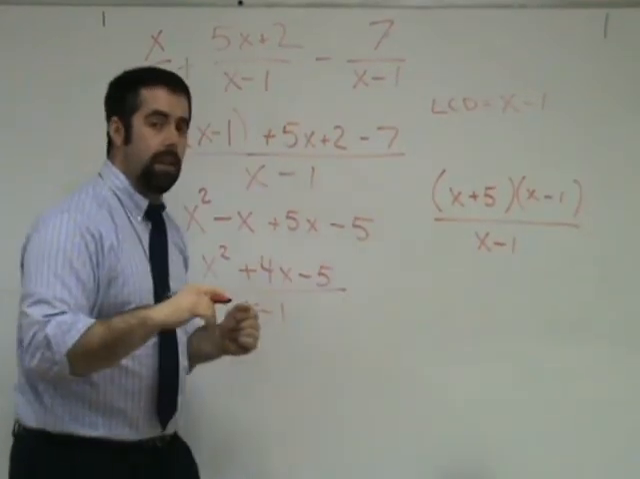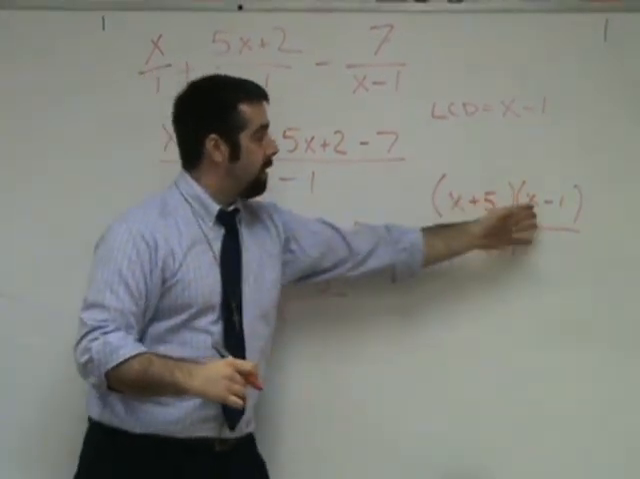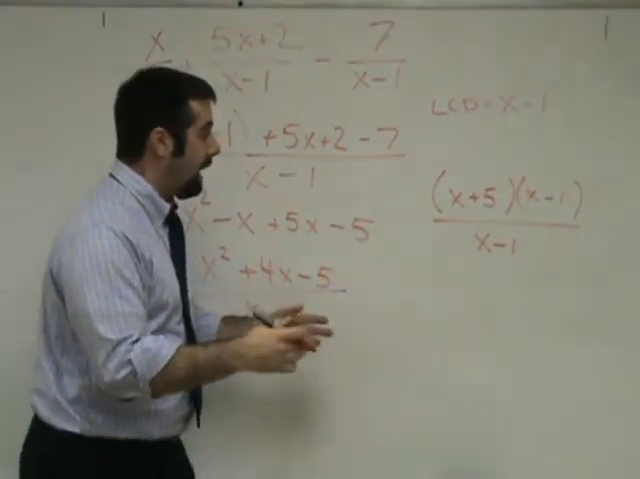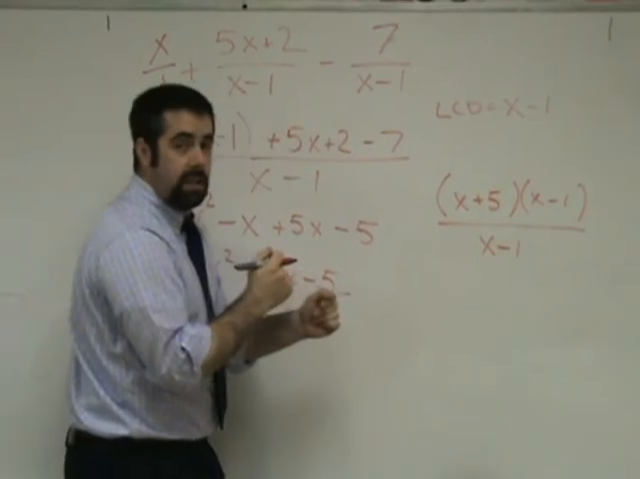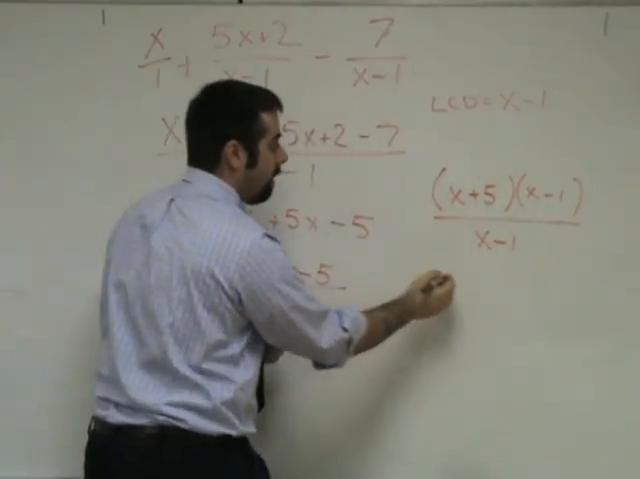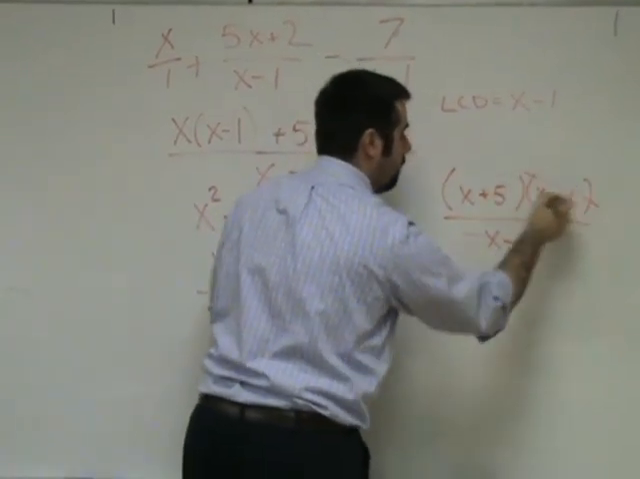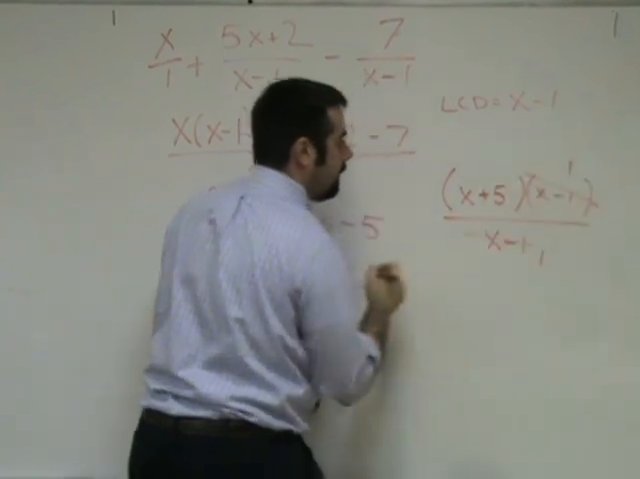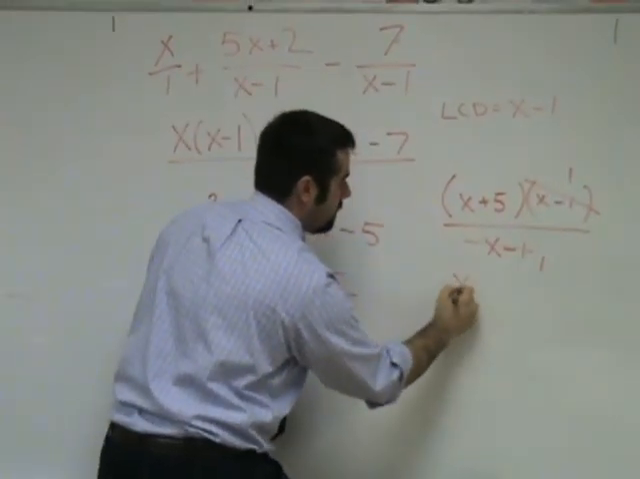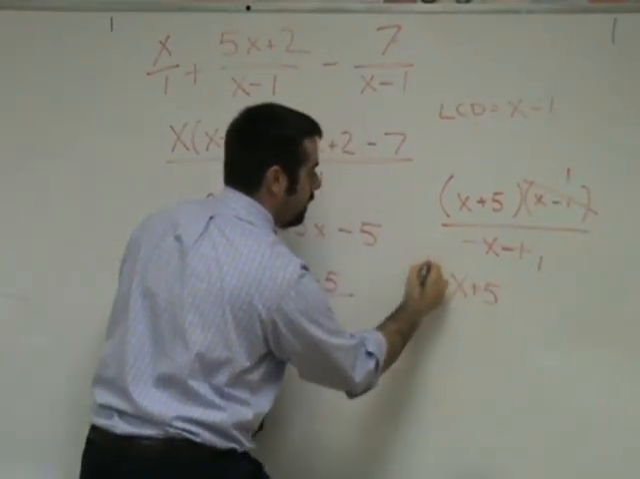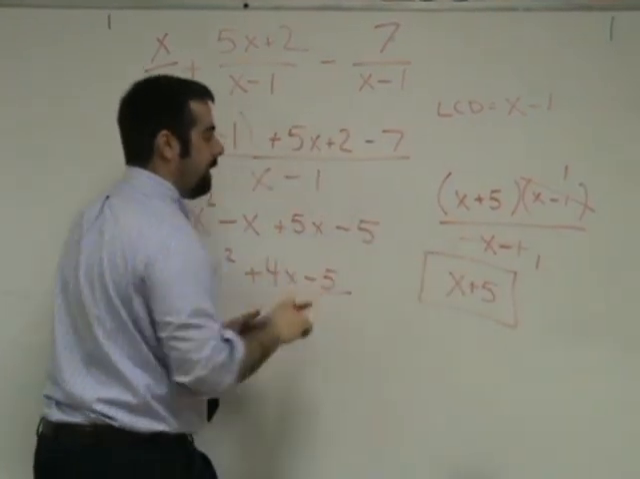over x minus 1. Oh, look at that. So the x minus 1s will cancel. Since I just have multiplication in the top and I'm canceling the whole denominator, I can cancel both of these out. They both become 1. So I'm left with simply an x plus 5. There's our final answer.